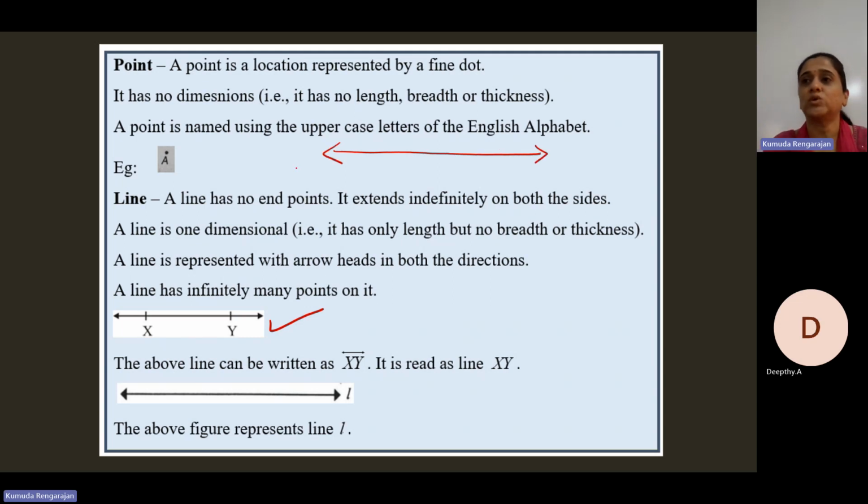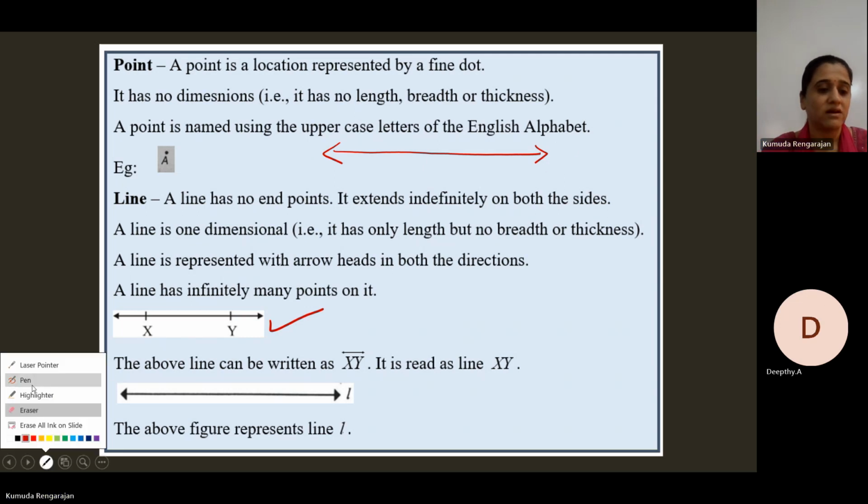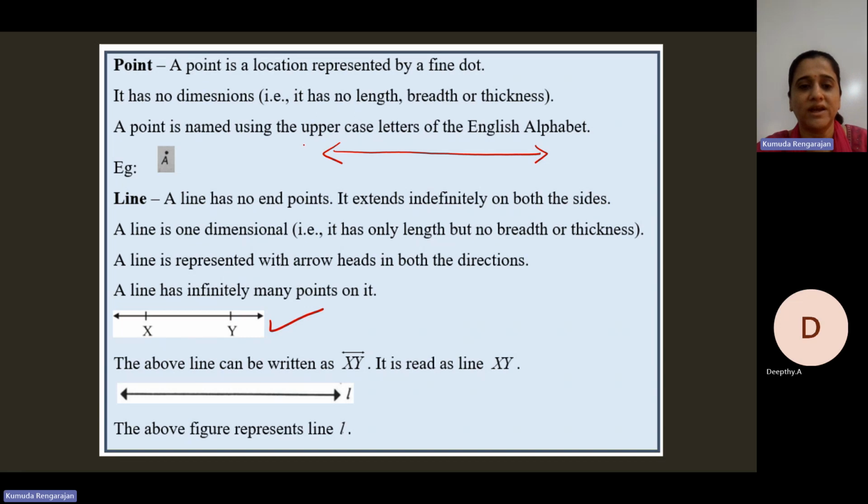Now, there are two ways in which you can name a line. You can name this line using a small letter, say line P. You can write it here, or you can write it here. It's normally not written below. It's written beside, either on the left side or on the right side. But sometimes if you see it below, don't think it's a mistake. It's definitely not written in the middle. It's mostly written at the ends.